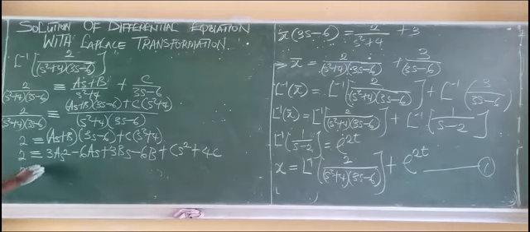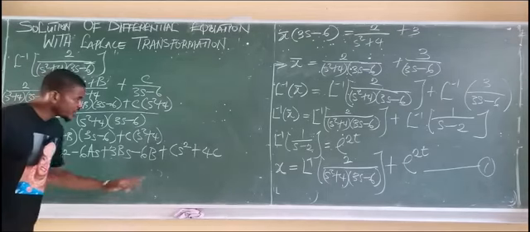So 2 is now equivalent to, let's bring all the terms that have s squared together, arranging them in order of what? In decreasing order of s. So I have 3A, this is 3As squared, and I have Cs squared.